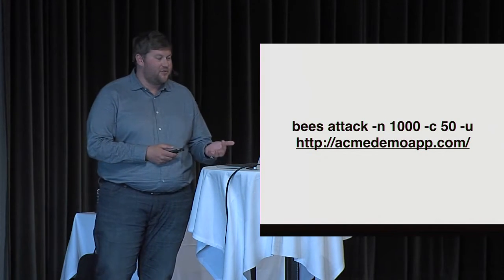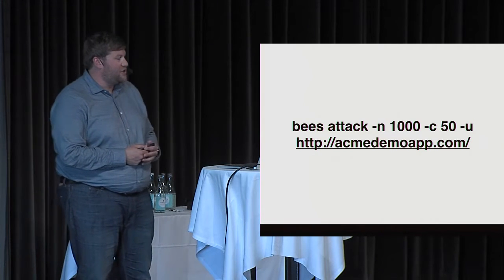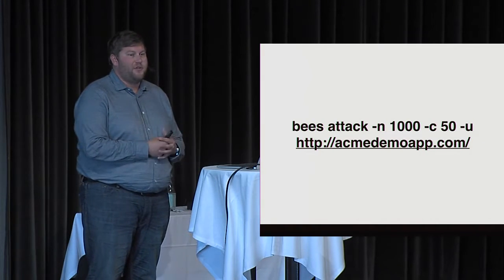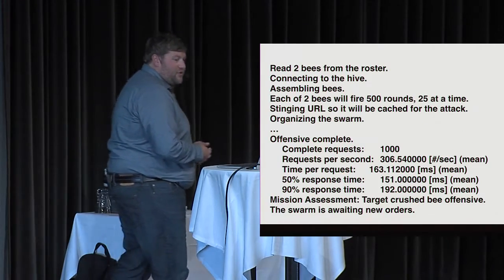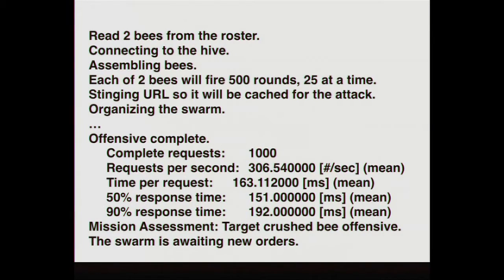I can generate this from my MacBook and a slow Wi-Fi connection. But what happens when I want to generate 50,000 or 100,000 concurrent requests? So here we can slowly increase the level of concurrency, and then we can call bees attack, and we'll get this output. So here with 50 concurrent users, testing 1,000 requests total, each of the 2 bees will fire 50 rounds, 25 at a time.